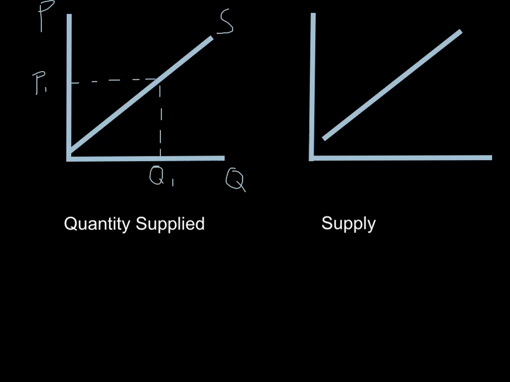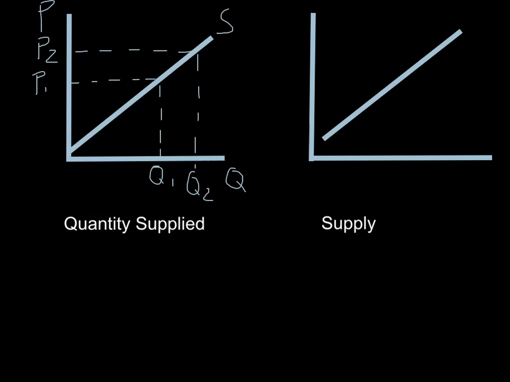Let's say that for some reason, which we'll talk about in a future video, the price of the good goes up. The price currently is P1, and let's say that the price is going to increase. What happens if the price increases? Well, on the vertical axis, there's some higher price, P2, and then we come across to where we hit the supply curve and come down, and we have some new higher quantity, call it Q2.